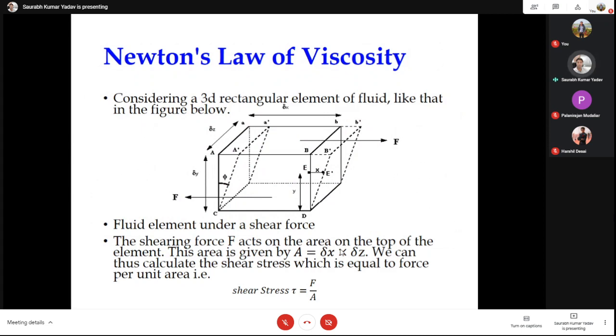Now come to Newton's law of viscosity. Consider a 3D rectangular element of fluid like that in the figure below. Newton's law of viscosity is clear: shear stress is directly proportional to the shear rate. We have taken a fluid element. The upper surface is moving and the bottom surface has a relative motion. Due to this relative motion, we have a difference in the stresses.